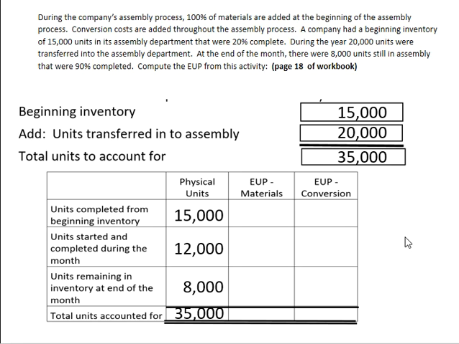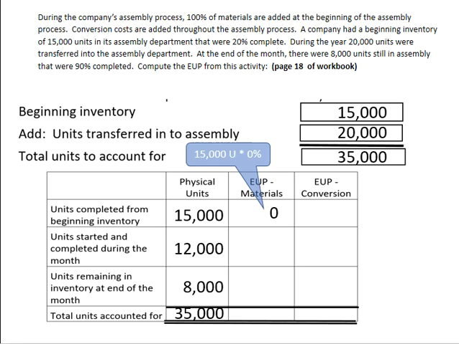So I go back and I take a look. Units completed from my beginning inventory. If you remember again, 100% of the materials are added when I started production. So these are units that were already in process from our beginning inventory, in other words, from the previous accounting period. So we don't have to add any materials because 100% of the materials have been added. So we have to add 0% effort in terms of materials. So it'd be 15,000 units times 0% equals 0 EUP for materials.